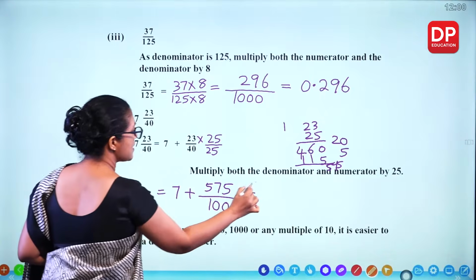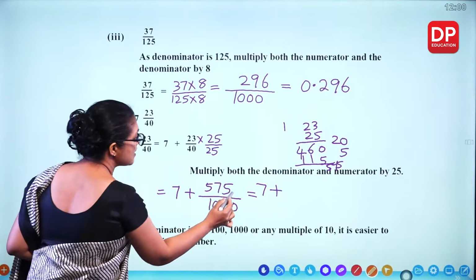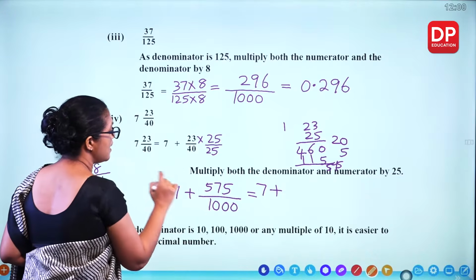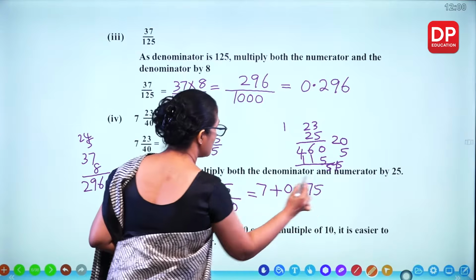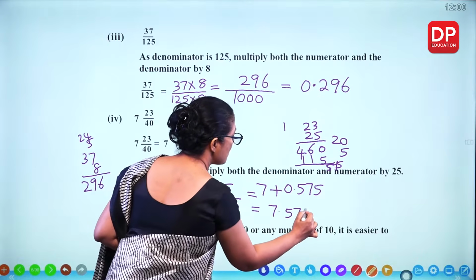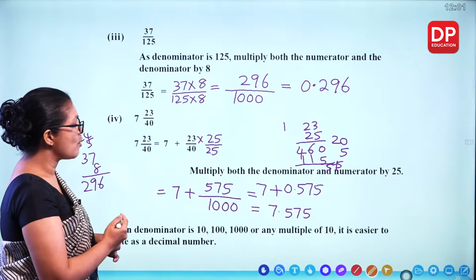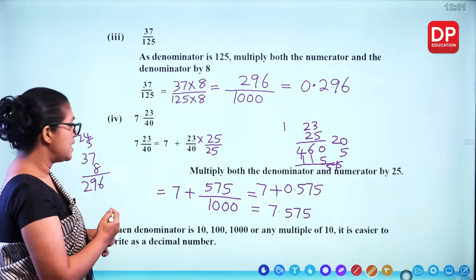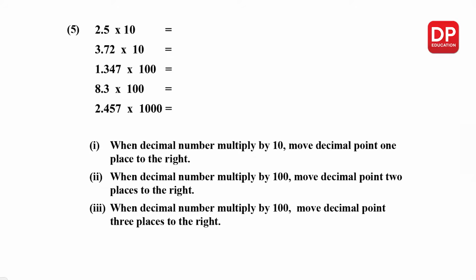So you get 7 plus. Divide by 1000 means take 3 places to the left. So 0.575. So the answer is 7.575. So when the denominator is 10, 100, 1000 or any multiple of 10, it is easy to write as a decimal number.